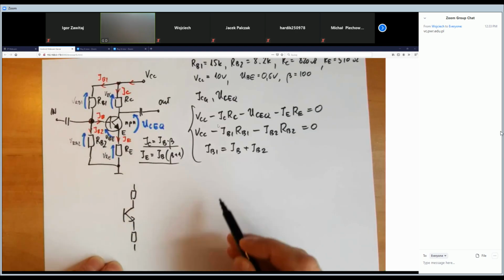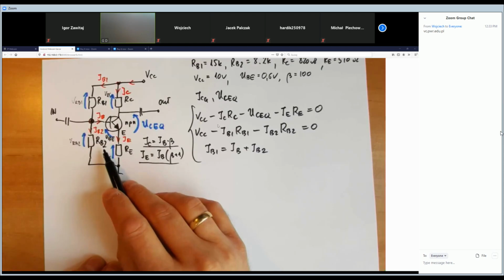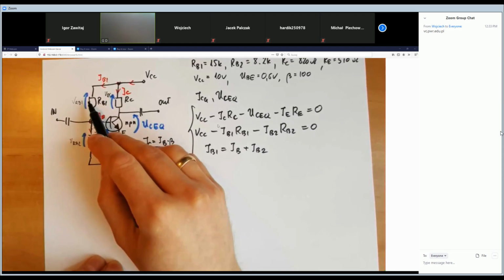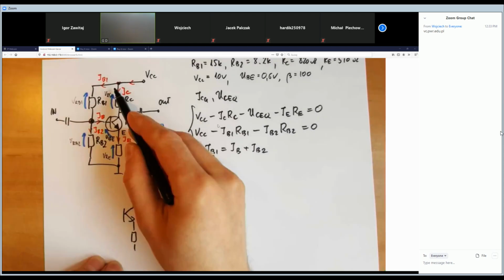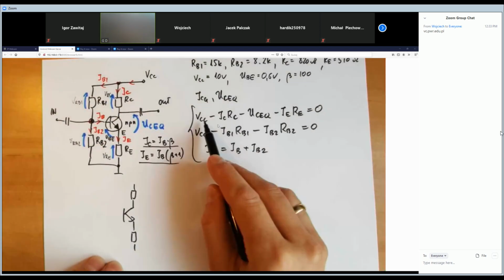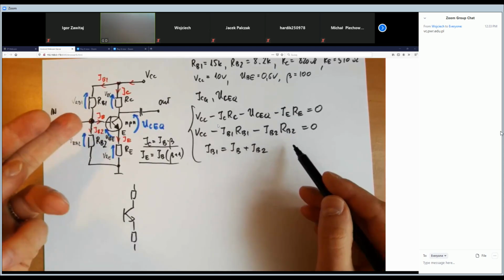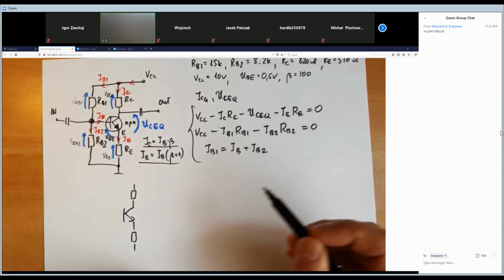Why? Look, the problem is with these IB1 and IB2 currents. If you have one resistor here, there's not a problem, because the IB current is passing through this resistor, and in our equation we will have the IB current directly. All right.